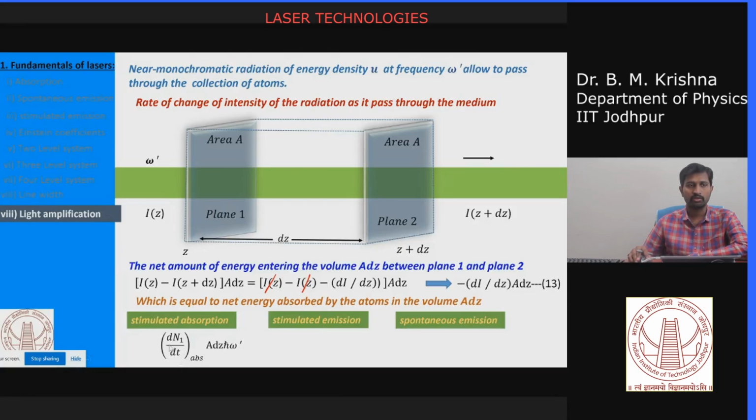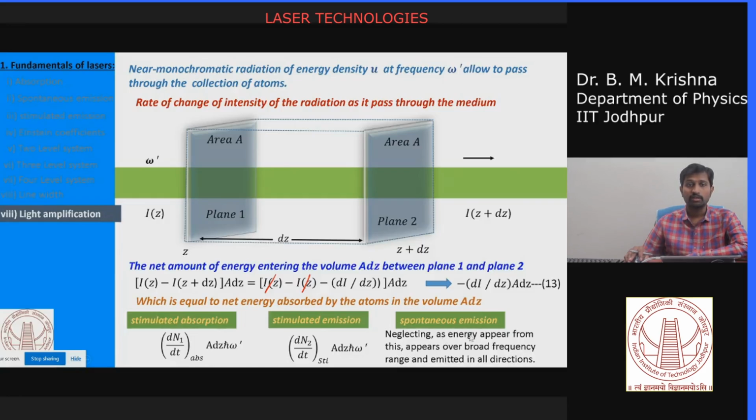The stimulated emission component is dN by dt, the rate of change of the atoms in the ground state, which belongs to your stimulated absorption, with the volume component A dz and its incident frequency or energy. We are talking about total energy, that is h omega prime. For the stimulated emission, the rate of change of the stimulated emission, the volume component and the energy component. Now I am neglecting the spontaneous emission component.